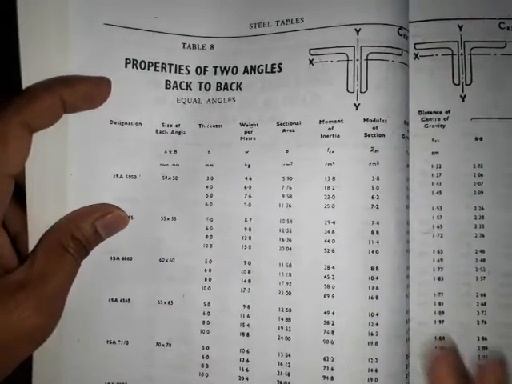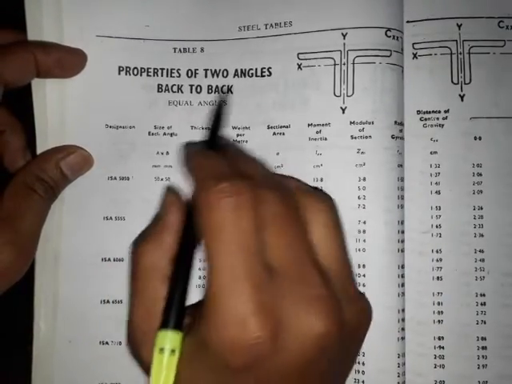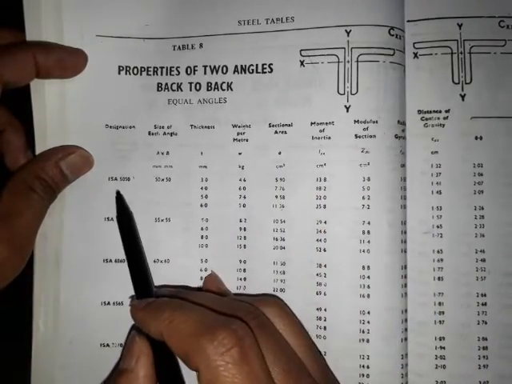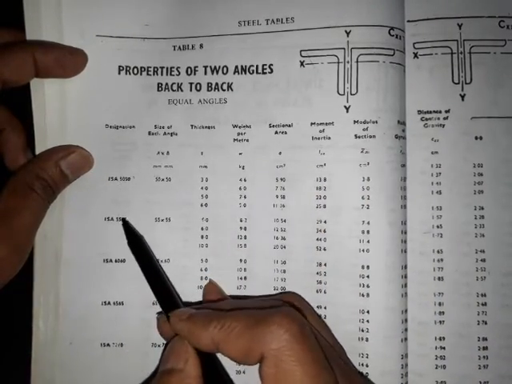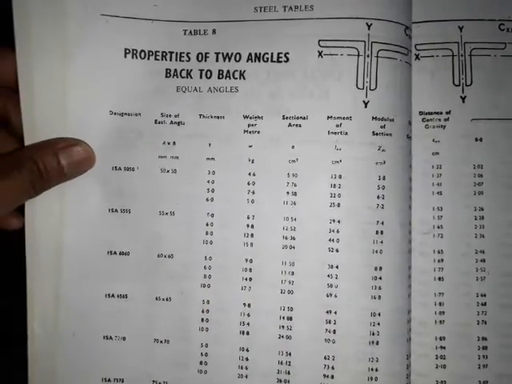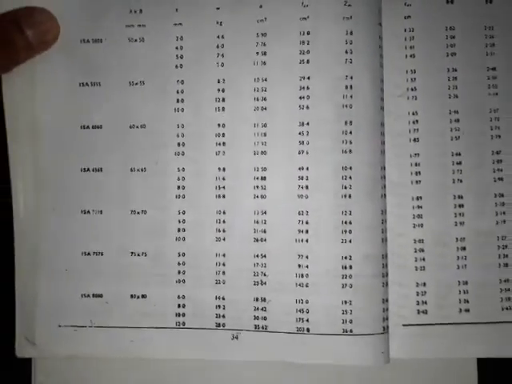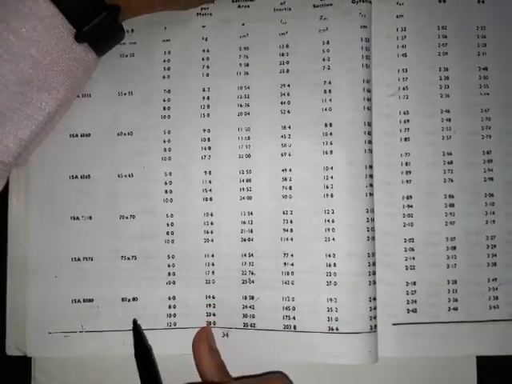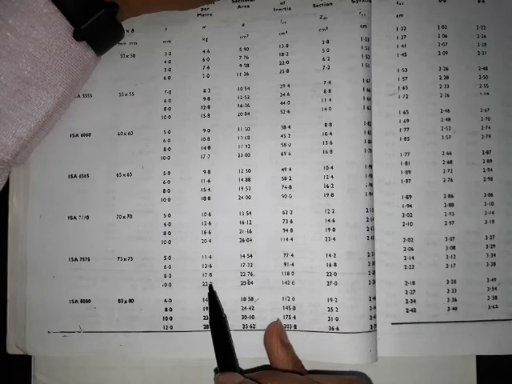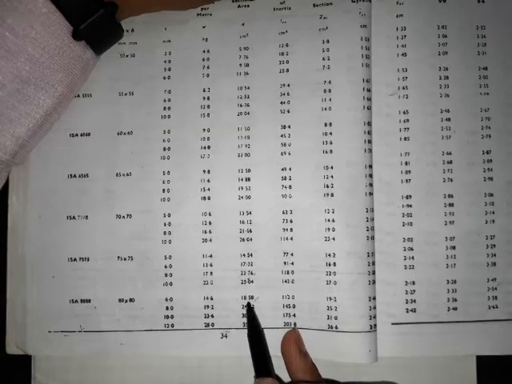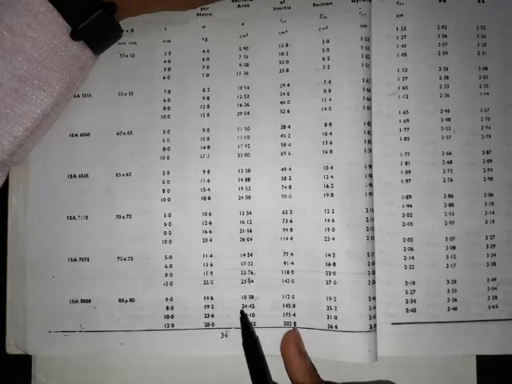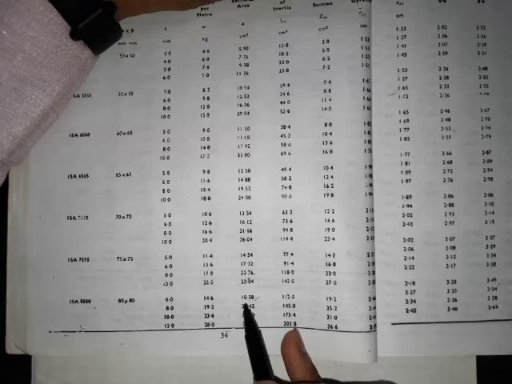Okay, so when you open the steel table, we get properties of two angles back to back, equal angles. Okay, back to back equal angles. So you have to refer to ISA. Now here it is 50 by 50, 55 by 50. So you have to go to 80 by 80. At the bottom it is given properties for 80 by 80. Okay, clear? So here are the properties of 80 by 80 by 6. So we have to check the area. First of all, the area is 18.58 centimeter square, or 1858 mm square.